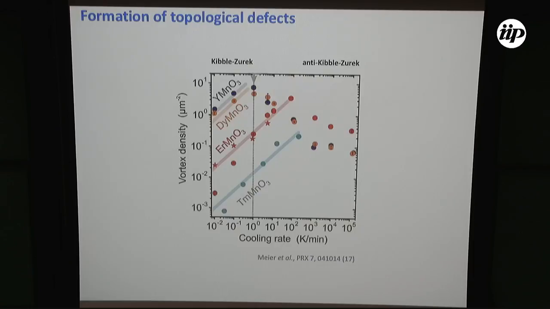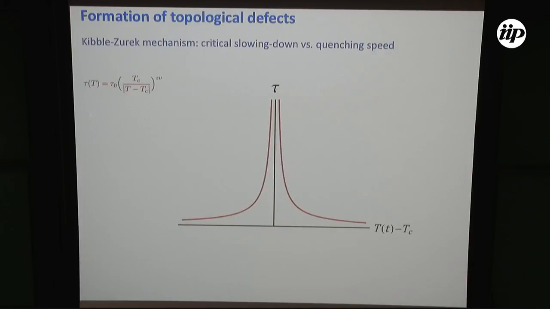As you can see, there is some scaling law behind this finding. This has been interpreted in terms of the Kibble-Zurek mechanism. The Kibble-Zurek mechanism was originally proposed to explain the possible formation of cosmological strings in the early universe, but it can be applied also to condensed matter systems, and in this context, the Kibble-Zurek mechanism has a very natural interpretation. It's nothing but the result of the critical slowing down of the system as we approach the critical point.